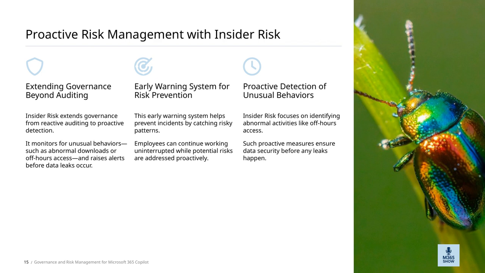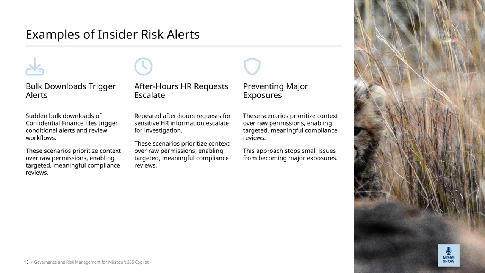Insider risk management isn't just about reacting after something goes wrong. It's about extending our governance from traditional auditing to proactive detection. We monitor for unusual behaviors, like abnormal downloads or off-hours access, and generate alerts before any data leaks occur. In essence, this approach allows us to stay one step ahead, ensuring that our data stays safe while maintaining smooth workflows. It's about creating a security environment that's proactive rather than reactive, which is crucial in today's fast-paced digital landscape. Let's take a closer look at some examples of insider risk alerts in action.